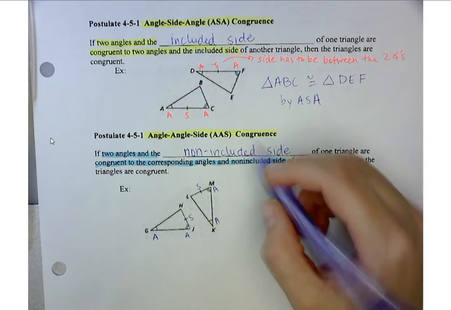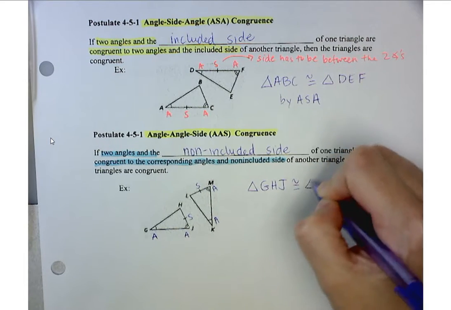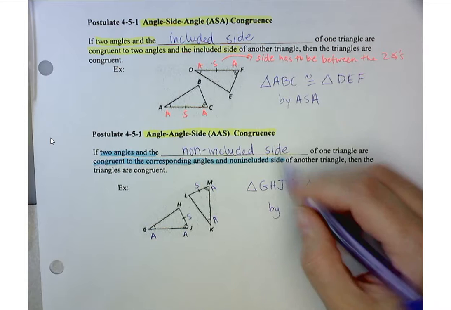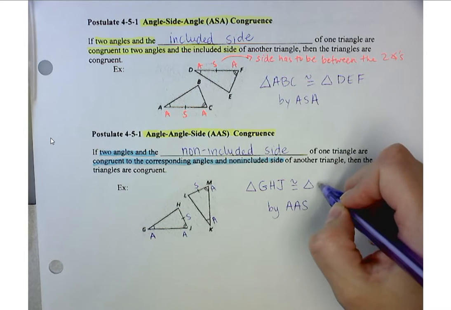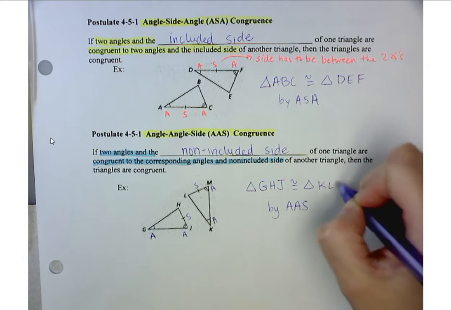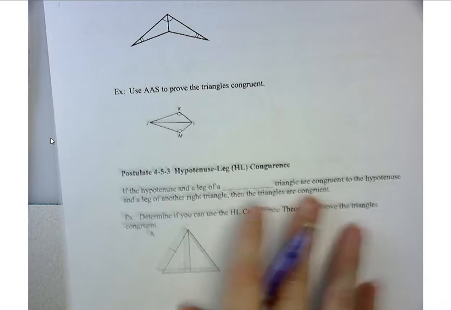So we'll start with this triangle, which is triangle GHJ, and finish the congruent statement, and then we would say these are congruent by angle, angle, side. Okay, and Abigail, what'd you get for your congruent triangle? Good, KLM, perfect. All right, any questions for me on that? All right. Now we're gonna go over a couple examples.